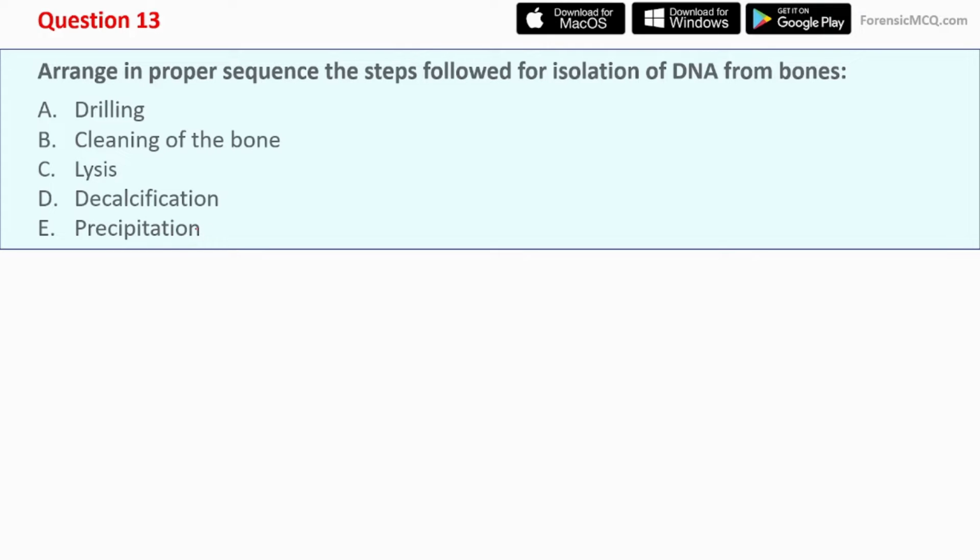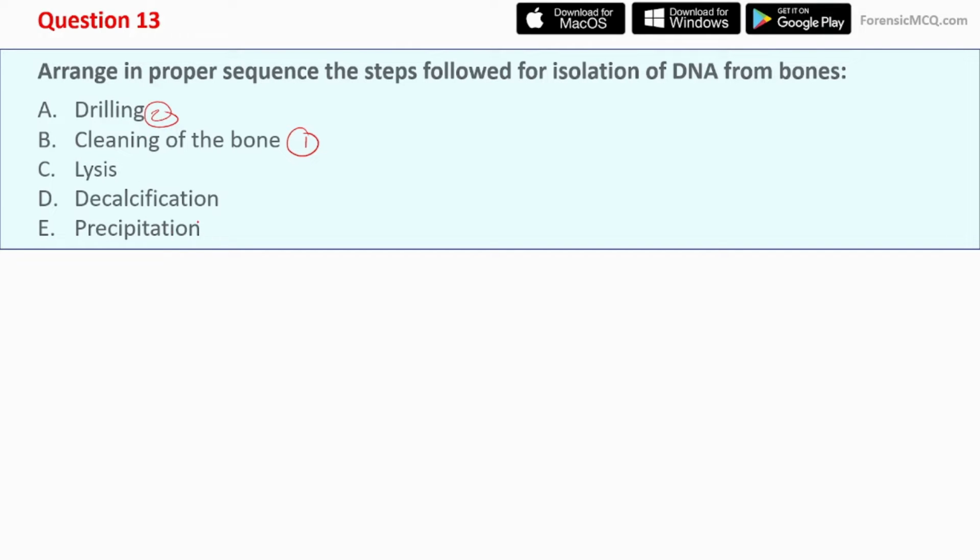So before jumping to the options, let's find the sequence first. As you know, the first step will be the cleaning of the bone. This is used to remove dirt or contaminants. And after that, the drilling is used, so the examiner can obtain the bone powder from the hard interior of the bone.